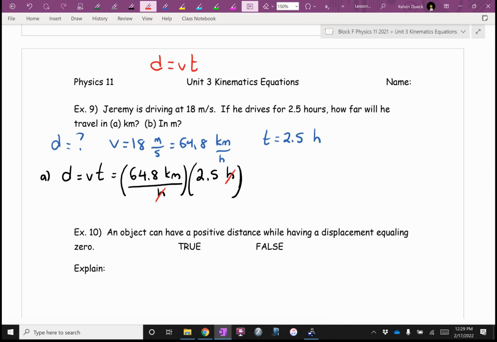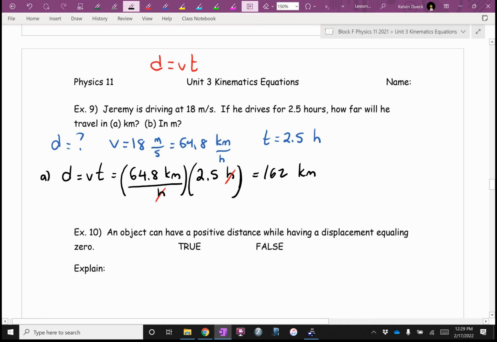What do you get? 64.8 times 2.5. Probably 160 something, sorry. Point what? Even? 162 even? And Jada, what are the units for that? Yes, we know that because we deliberately constructed it that way.